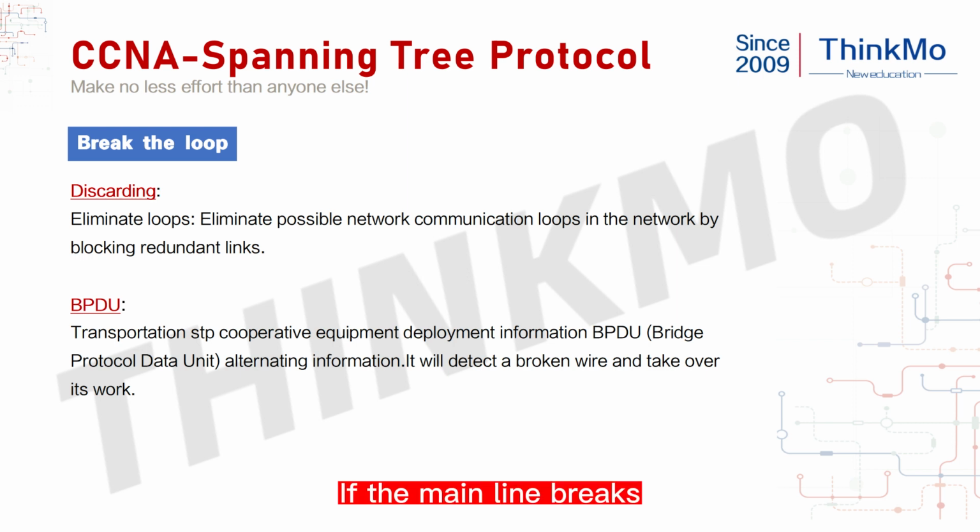If the main line breaks, the backup line takes over. When the main line is restored, under normal circumstances, it will switch back to work. Now STP and RSTP have been largely phased out. Both have some drawbacks, which are also unacceptable.